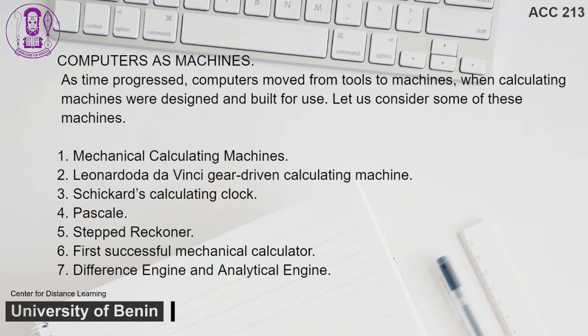1. Mechanical calculating machines. 2. Leonardo da Vinci gear-driven calculating machine. 3. Schickard's calculating clock. 4. Pascal. 5. Stepped reckoner. 6. First successful mechanical calculator. 7. Difference engine and analytical engine.